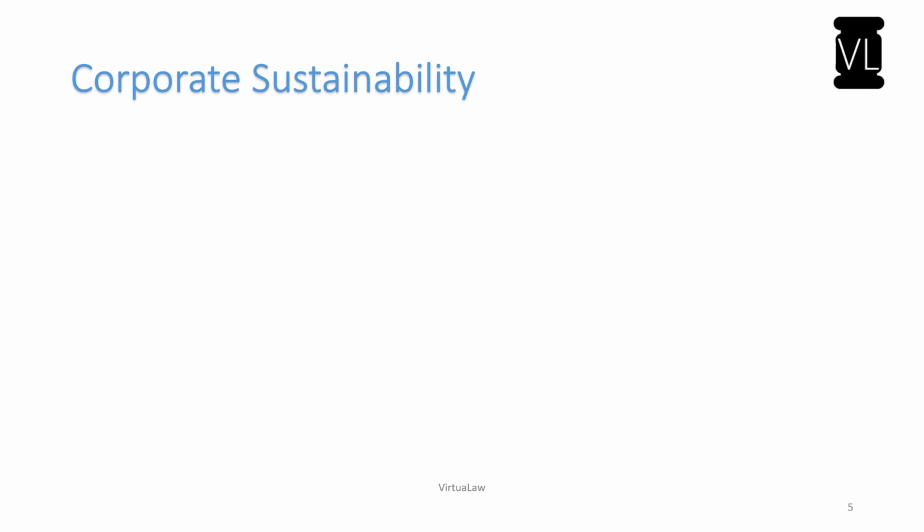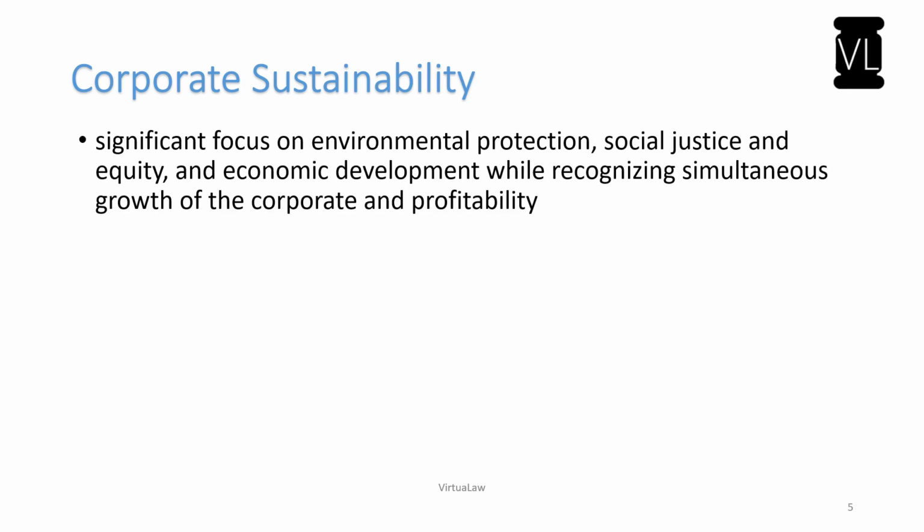So now let us look into the concept of corporate sustainability. Sustainable business is something which has been a major concern for governments across the globe. So nowadays, the concept of corporate sustainability has been given more significance, right? So what is corporate sustainability and what does it focus on? It focuses on, firstly, environmental protection, secondly, social justice, and then economic development, right? So environment protection, social justice, and economic development, and at the same time recognizing the simultaneous growth of the corporate in terms of its profits, right?